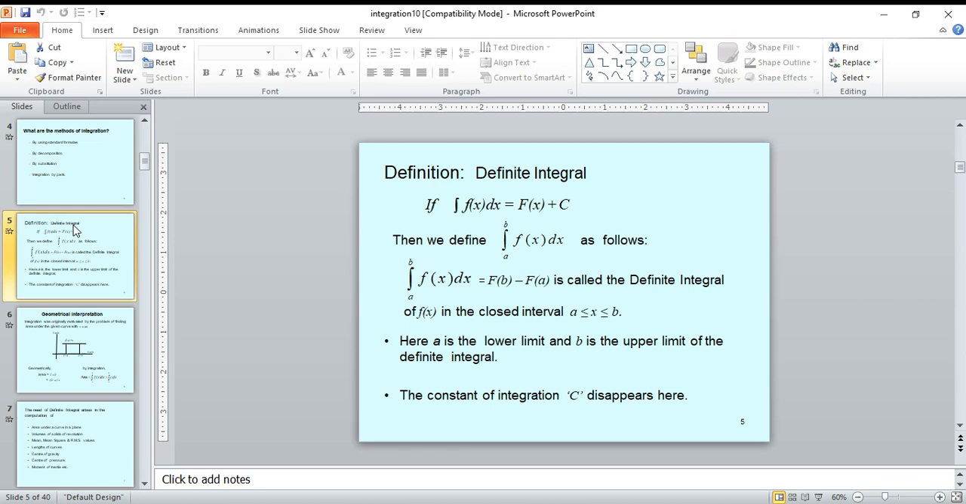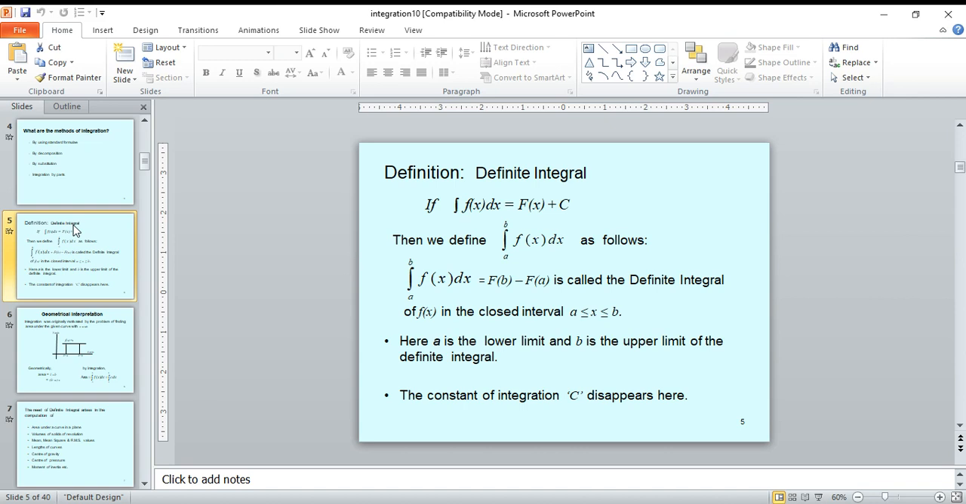Definition of definite integral. If integration of f of x dx equals capital F of x plus c, then we define integration from a to b of f of x dx as follows: integration from a to b of f of x dx equals capital F of b minus capital F of a, called the definite integral of f of x in the closed interval a less than or equal to x less than or equal to b.